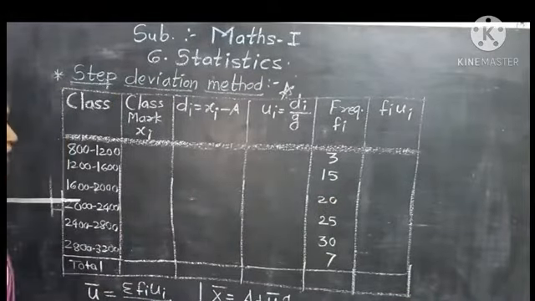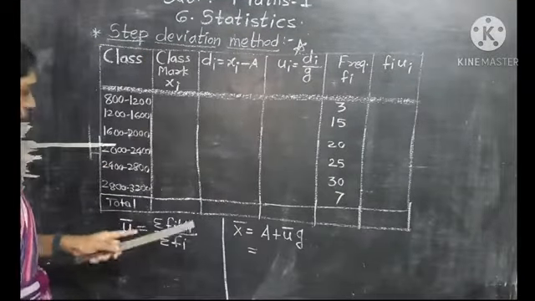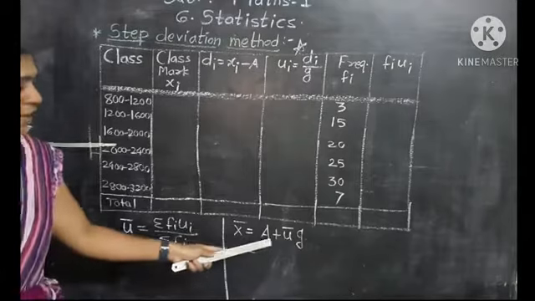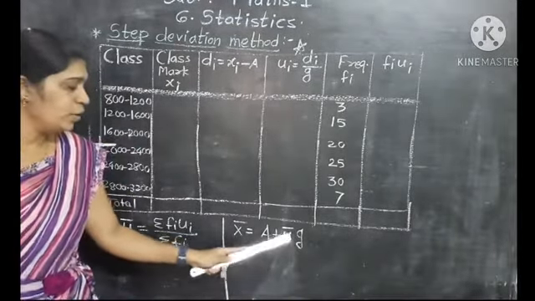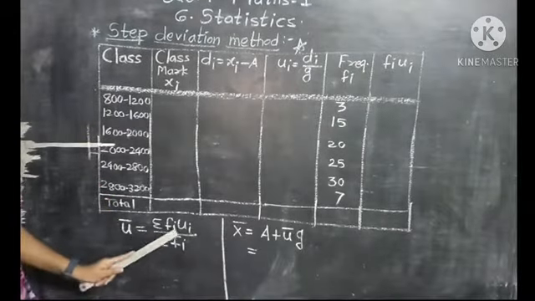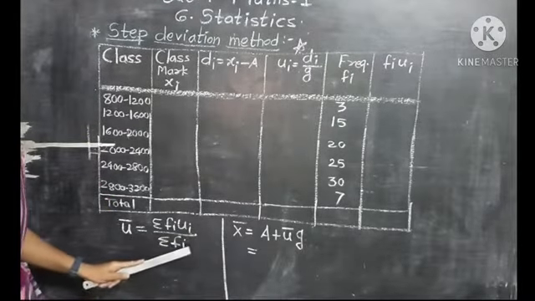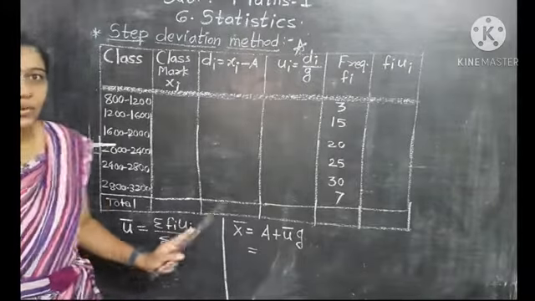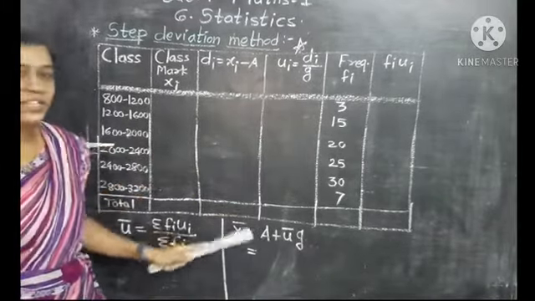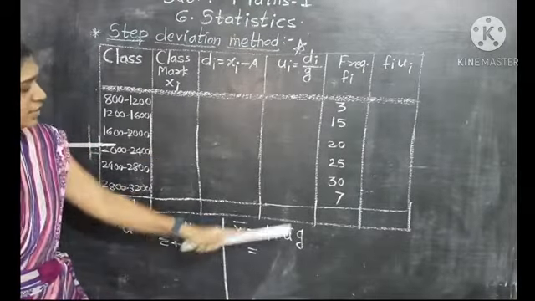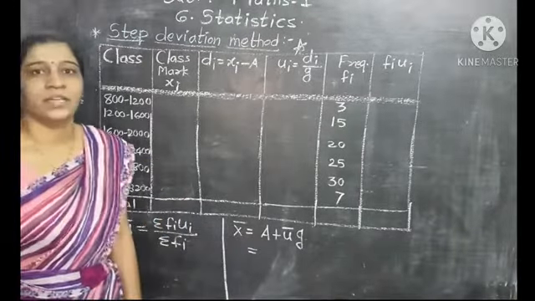So let's start finding. And what is the formula here? Mean is equal to a plus u bar into g. This is the formula, where u bar is equal to summation fi ui divided by summation fi. This is the base of this example. You know all these things, then you calculate this example.